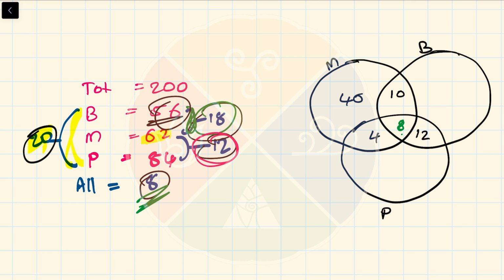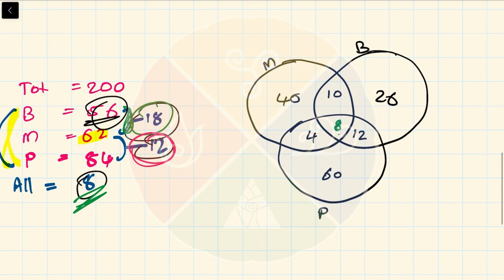Biology has 56 people. Already there are 10 plus 8 plus 12, 30 people. So 56 minus 30, 26 people should be standing here. Similarly, physics needs 84 people. There are already 4 plus 8 plus 12, 24 people. So 84 minus 24, 60 people should be here.